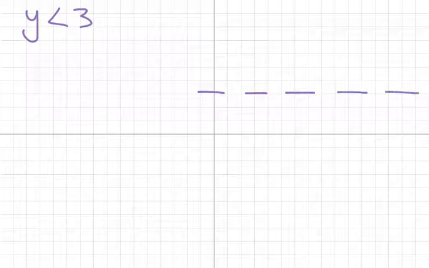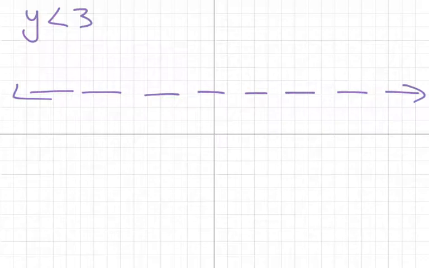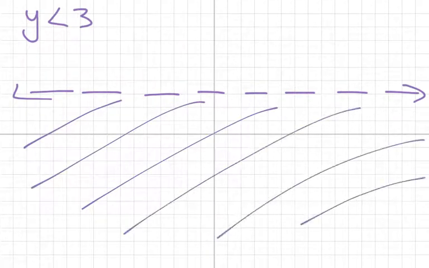If you had an inequality like y is less than 3, now we're looking at a horizontal line because the slope is 0, and we'd go up to the 3, but y is equal to 3 is not included. And so to indicate that the boundary line is not included, we use a dashed line. And where would we find the y values that are less than? They would be down below, and so we would shade it in like so.